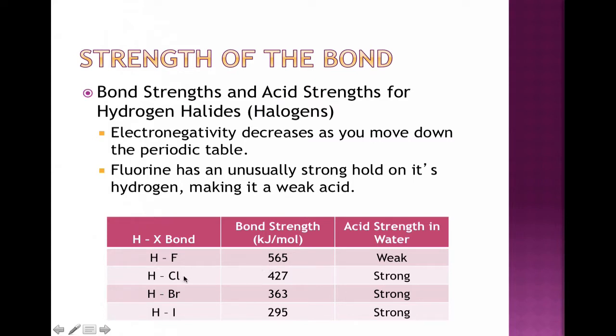And in order for it to be a strong acid, that bond has to be broken and the hydrogen has to be let go. So the chlorine, the bromine, and the iodine, you can break those bonds and they can be released. But this hydrofluoric acid is a weak acid because the bond strength is too high and it doesn't want to let that hydrogen go.